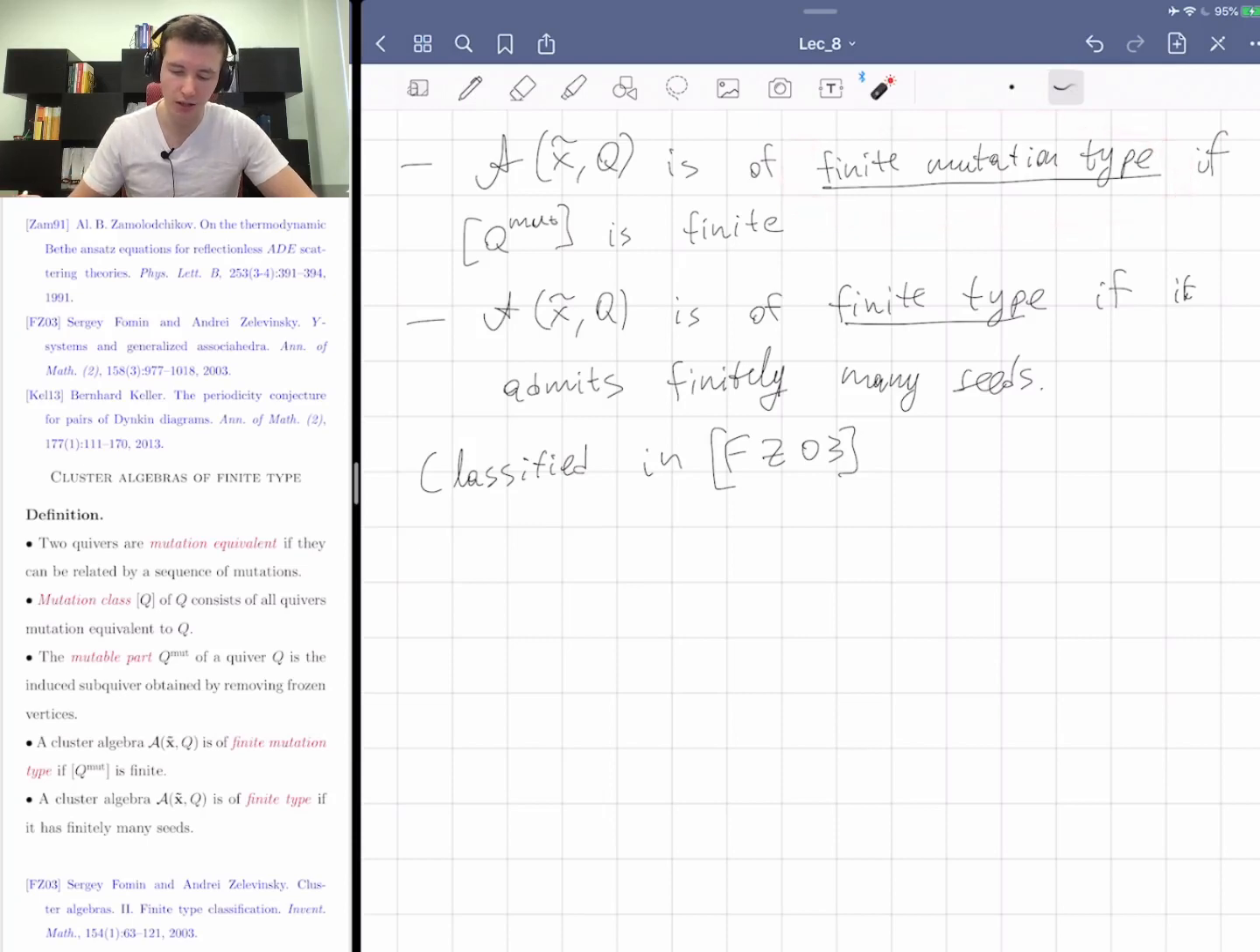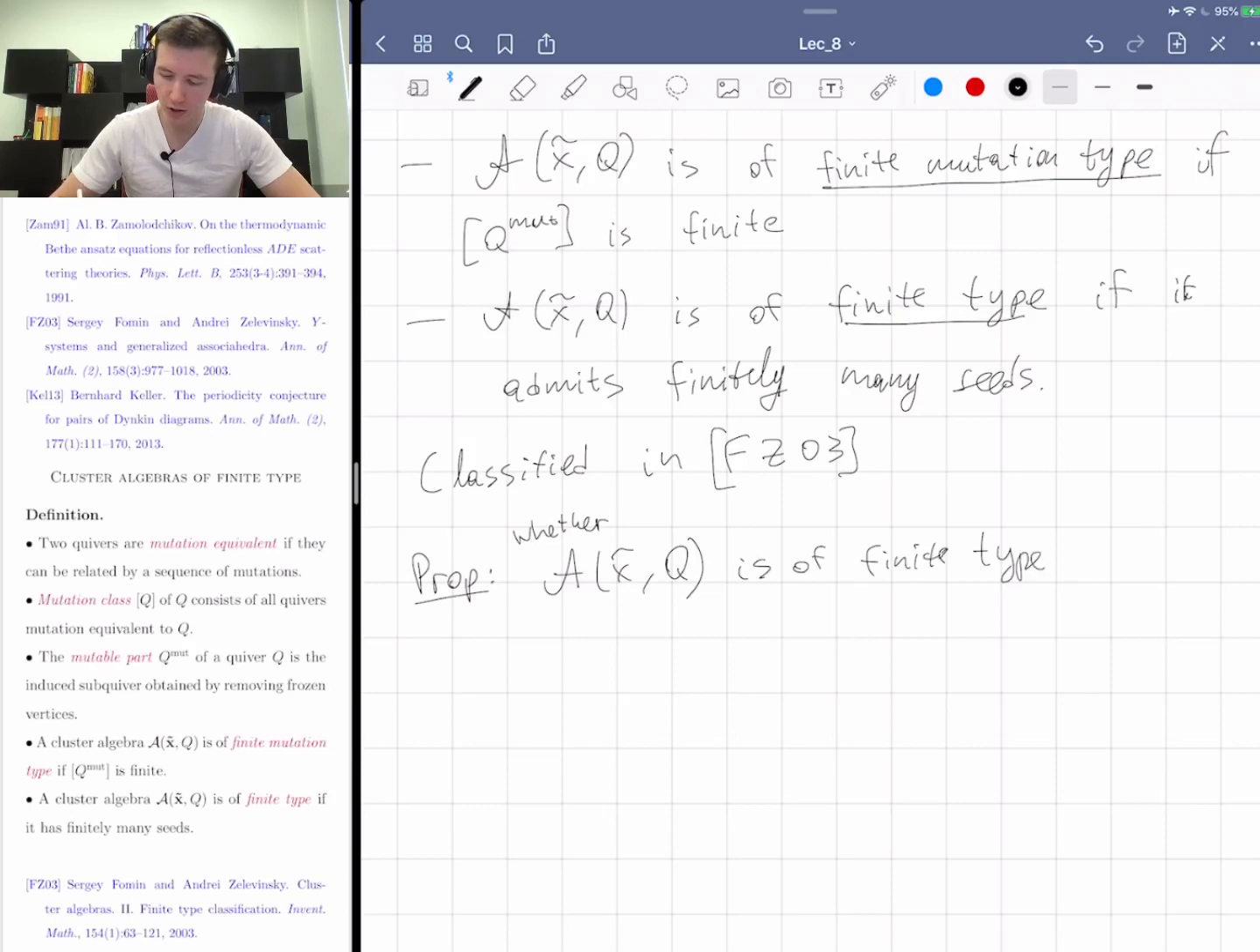But anyways, let me first state a nice property which distinguishes finite type from finite mutation type. So, proposition: whether a cluster algebra A of x tilde is of finite type depends only on Q mut.